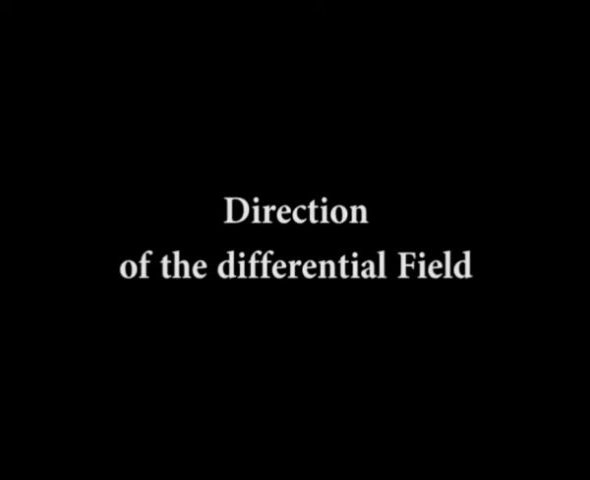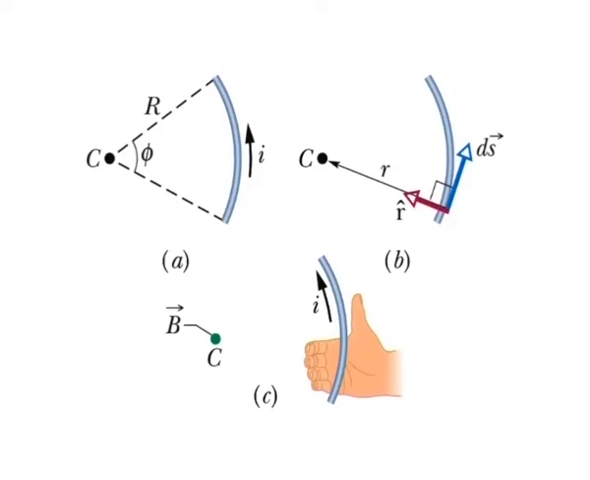Direction of the differential field. From the previous discussion, we now know that the vector must be perpendicular to a radial line extending through point C from the element, either into the plane or out of it. To tell which direction is correct, we use the right hand rule for any of the elements as shown in figure C. Grasping the wire with the thumb in the direction of the current and bringing the fingers into the region near C, we see that the differential field vector due to any of the differential elements is out of the plane of the figure, not into it.